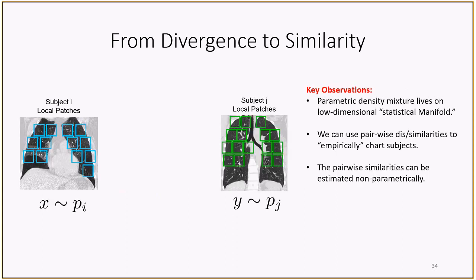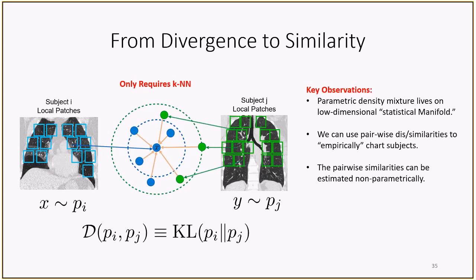And this value can be estimated using an unbiased estimator. So basically, for each individual, you get a local representation, either patches or supervoxels, and you represent each individual as these PDFs. And the difference between you and, for example, me boils down to this distance that we use, the Kullback-Leibler divergence. And the only thing that we require is k-nearest neighbors.